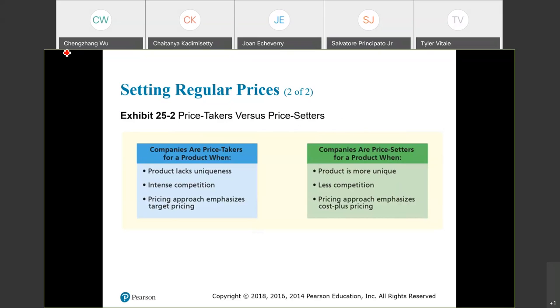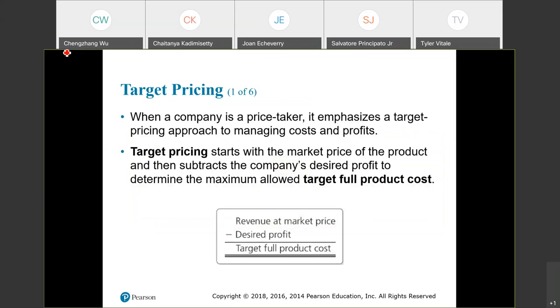Okay, having known the difference between these two types of companies, price setter and price takers, we have two different pricing strategies for them. Okay, first of all, target pricing, which is the pricing strategy used for price taker companies. When the company is a price taker, it emphasizes a target pricing approach to managing cost and profit.